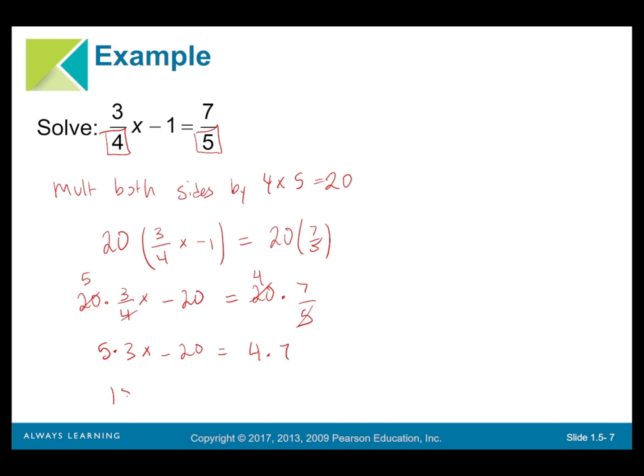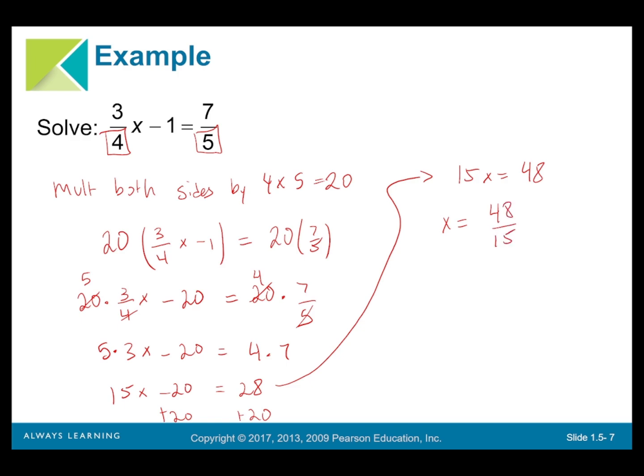So now I simplify this one more line. I get 15x minus 20 equals 28. And now I have something without any fractions in it, which is beautiful because nobody likes fractions. So now let's keep going, and we will add 20 to both sides. And we get 15x equals, and 28 and 20 is 48. So now I have x equals 48 over 15.